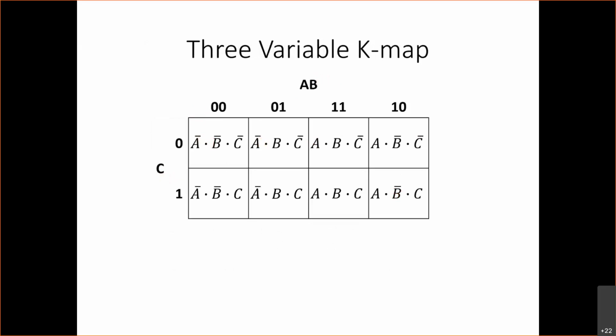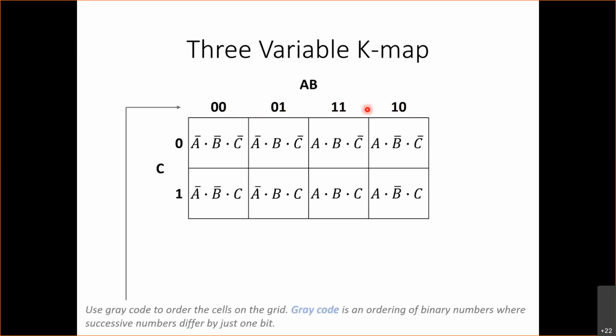Okay, but there's one important observation is that the order in which we put A and B on this dimension matters. So we're going to have 0, 0, 0, 1, and then we're going to have 1, 1, and then 1, 0. We're not going to do 0, 0, 0, 1, 1, 0, 1, 1 like we do in the truth table. This is referred to as gray code. So we're going to use gray code to order the combination of A and B on this dimension.